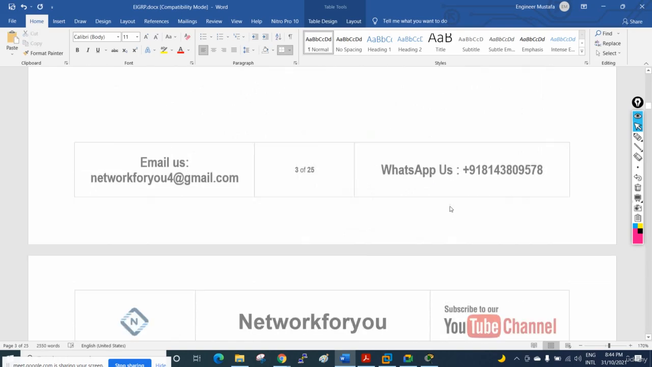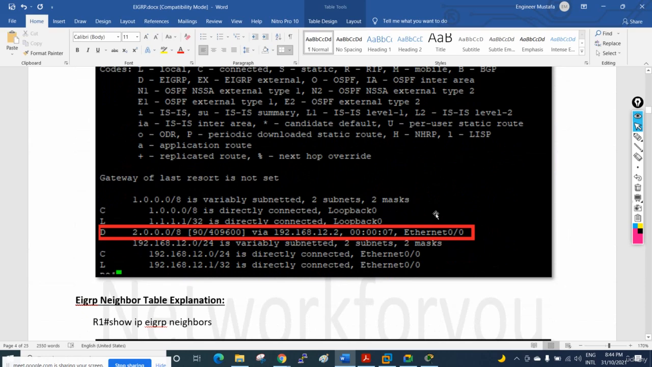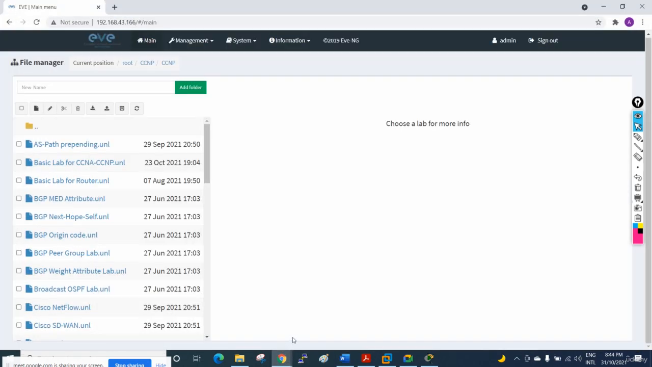Anyhow, we will do one lab, so we will have the idea what we are getting and how we can read that. You can do this lab in GNS3, EVE-NG or Packet Tracer. Anywhere we can do this lab. Let me stop this theory.